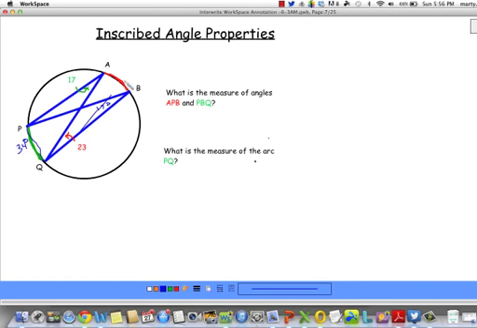This little guy here, I've got 23 degrees down there. This would have to be 46, and this would have to be 23. So to answer these questions, what are the measures of APB? APB is 23. It has to be the same as AQB. PBQ is 17. Has to be the same as PAQ. What is the measure of arc PQ? 34 degrees.